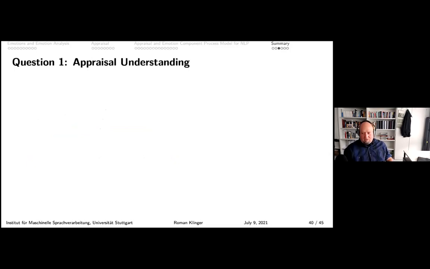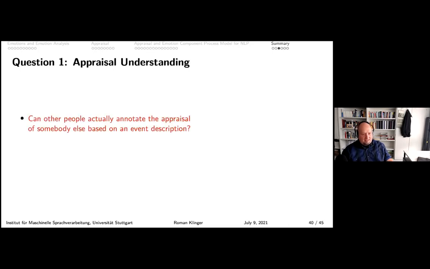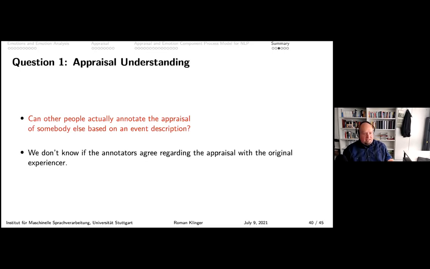Some other questions that you might ask, and which actually constitute future work, is if the way we annotate appraisals actually makes sense. So you could ask, can other people actually annotate the appraisal of somebody else based on an event description? Is there sufficient information in there? And I must say that we don't really know.